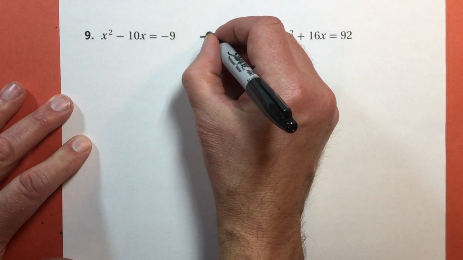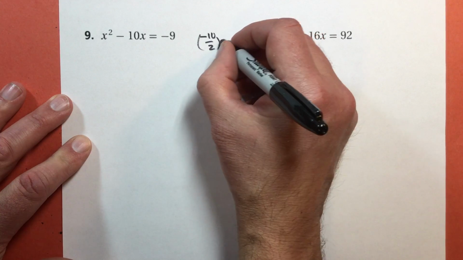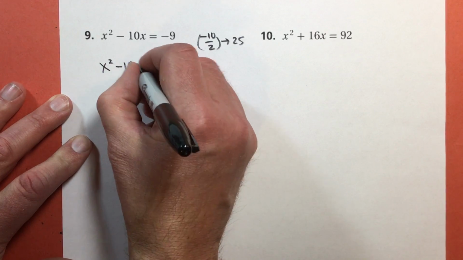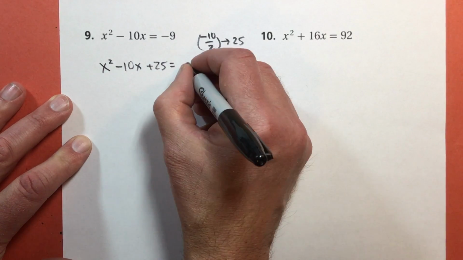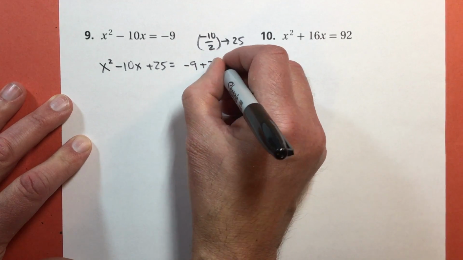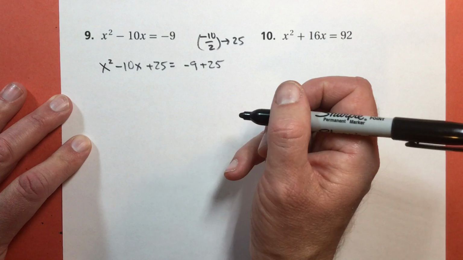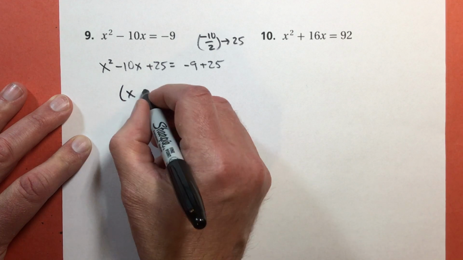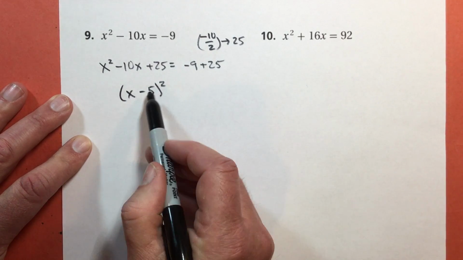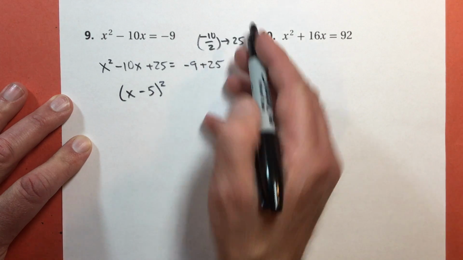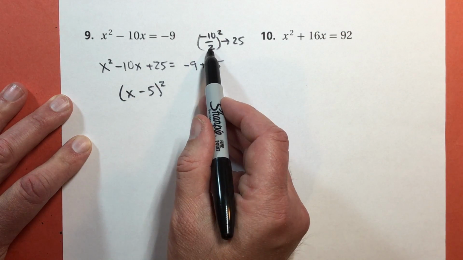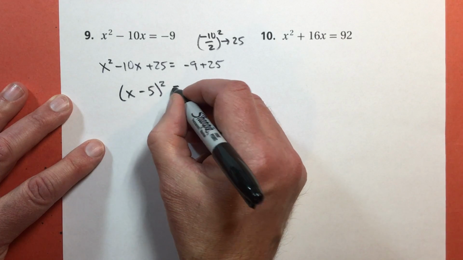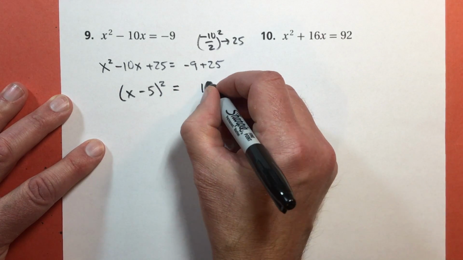Negative 10 divided by 2 equals negative 5, and negative 5 squared gives me 25. So I'm going to add 25 to both sides. That last problem is still kind of bugging me. I really think that was a mistake, but that's okay. I added 25 to both sides. On this side, I get x subtract 5 squared. And remember, that number comes from what's inside the parentheses here. It's also what two numbers multiply to give 25, but add to give negative 10. So either way works. On the other side, negative 9 plus 25 equals 16.